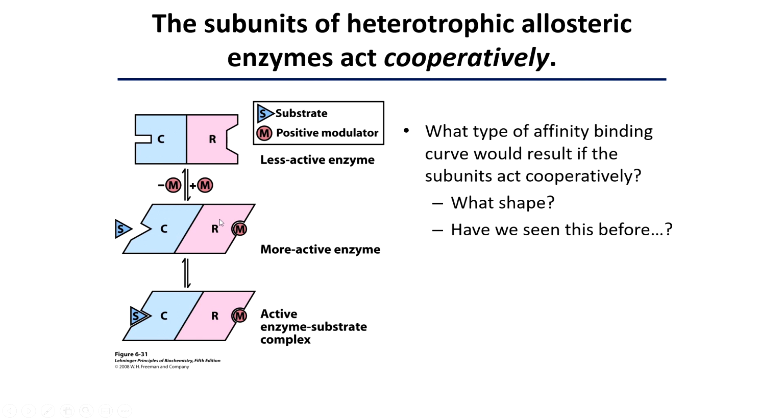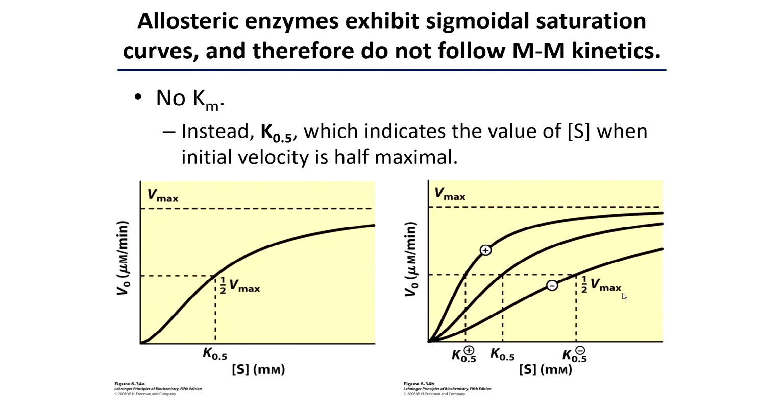So if something binding to one subunit affects the rate of binding at the other subunit, what shape is that going to look like on a reaction coordinate? It's going to look a lot like hemoglobin, this sigmoidal curve. And because allosteric enzymes have this sigmoidal curve, where the initial velocity is much faster than a little bit later in the reaction, or the other way around, depending on what type of inhibitor is present, a positive or a negative one, we can't really use the Michaelis-Menten equation in order to predict kinetics of an allosteric enzyme.